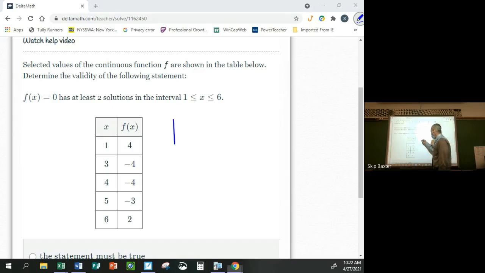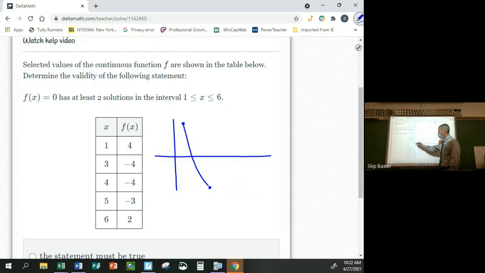It says if it's 4 at one point and it's -4 at another point, it can't get from here to here without crossing that. That's the direct statement of the intermediate value theorem. It has to cross it at least once in that interval. It has to equal 0. Do you agree? And then again, it can't go from -3 to 2 without crossing 0 somewhere in between. It has to equal 0 somewhere in there, right?